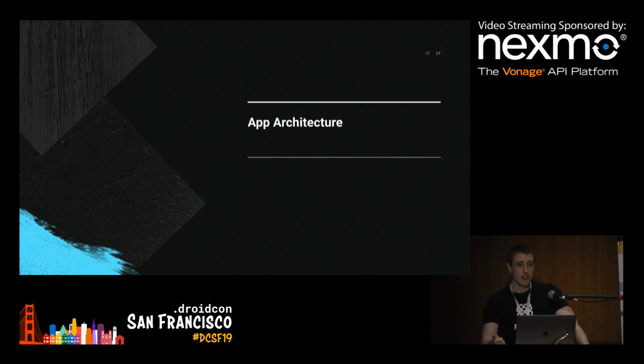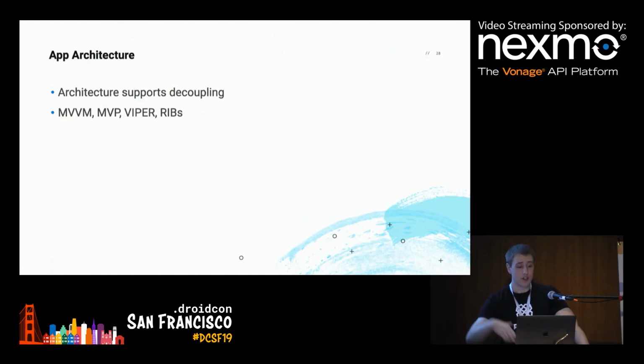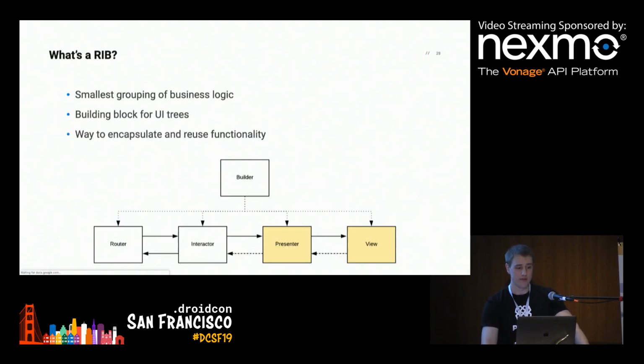So, app architecture. I mentioned we use ribs. We looked at a bunch of different app architectures, MVVM, MVP, Viper, ribs. And we really wanted an architecture that supports decoupling and that supports this hierarchical layered flow like we have for our module organization. And ribs was a very natural follow-on from there.